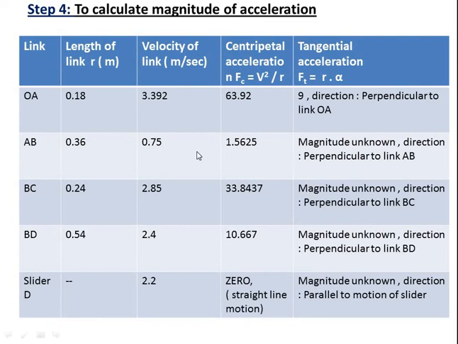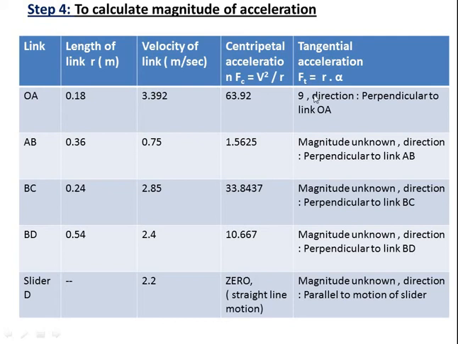Now step number 4, to calculate the magnitudes of acceleration. For this we need to prepare this table in which all the lengths of the links, the velocities of the links, the centripetal acceleration and tangential acceleration need to be calculated. So length of link OA is given as 0.18 meter, measure the velocity of this, 3.392, which we have calculated already. Then find out the centripetal acceleration equal to v square by r. So 3.392 square divided by 0.18, that is the centripetal acceleration.